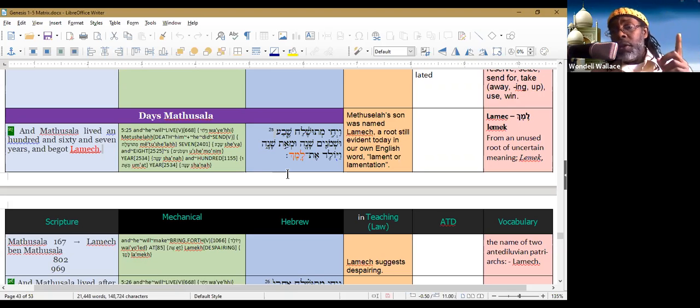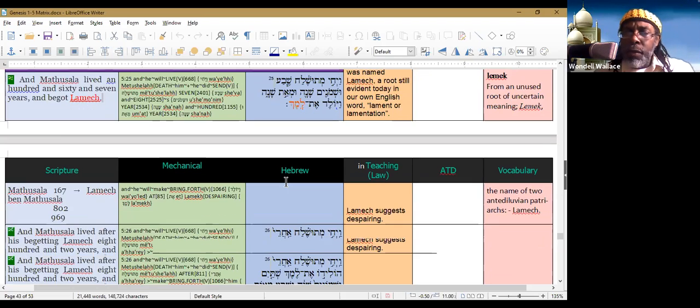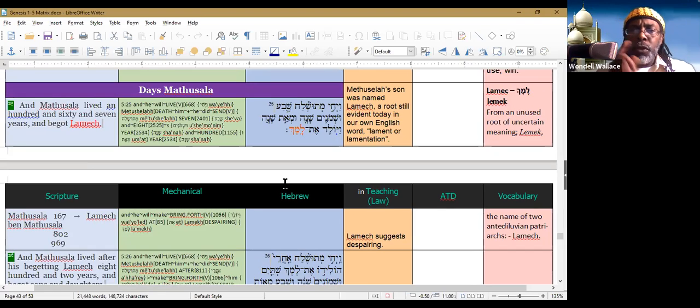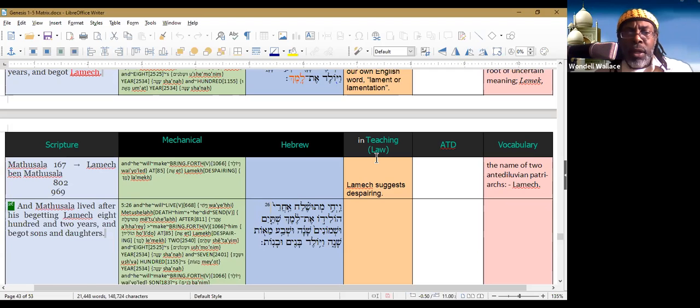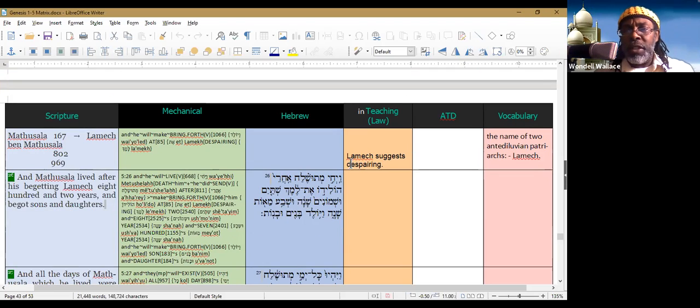I think that's worthy of study and worth doing: taking Cain's genealogy, comparing it to Adam's genealogy, and finding out where the correlations reside. It's worth the study because I think there's something hidden there too. I think we're not getting the full story. So Methuselah's son was named Lamech, a root still evident today in our own English word lament or lamentation. Lamech suggests despairing.